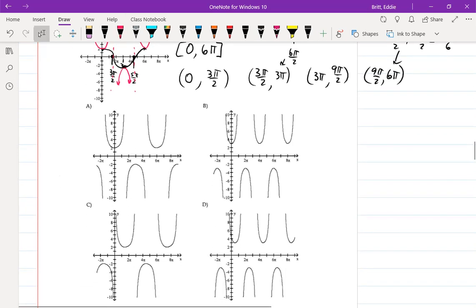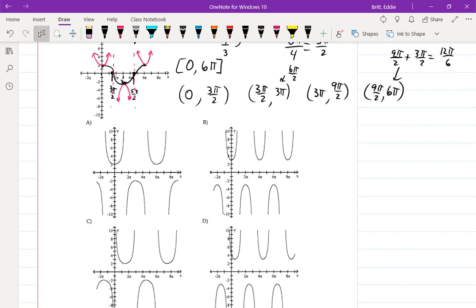So we know that we have 1 on the axis right here. So A and B both have 1 on the axis, but C and D do not. So you know that it can't be one of those. Now we need to have a U-shaped graph opening downward at 3 pi. So right here at 3 pi, a U-shaped graph opening downward. But over here at 3 pi, there's no U-shaped graph opening downward. So it has to be A.